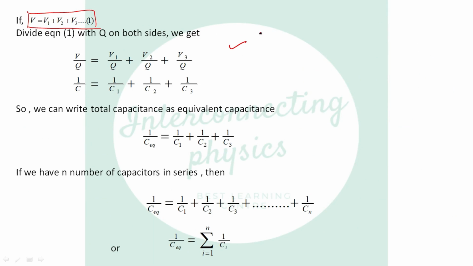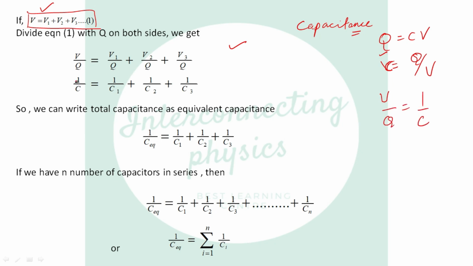Now potential is divided into three capacitors according to the equation V equals V1 plus V2 plus V3. Now let us calculate the capacitance. According to the definition of capacitance, Q equals CV, so C equals Q divided by V. So divide this equation by Q on both sides. So V over Q, V1 over Q. Now if Q over V is C, it means V over Q will be 1 over C. So this becomes 1 over C, 1 over C1, 1 over C2 and 1 over C3.